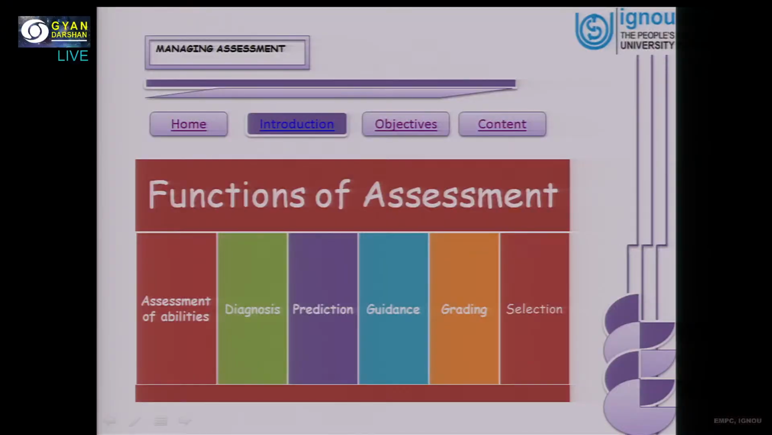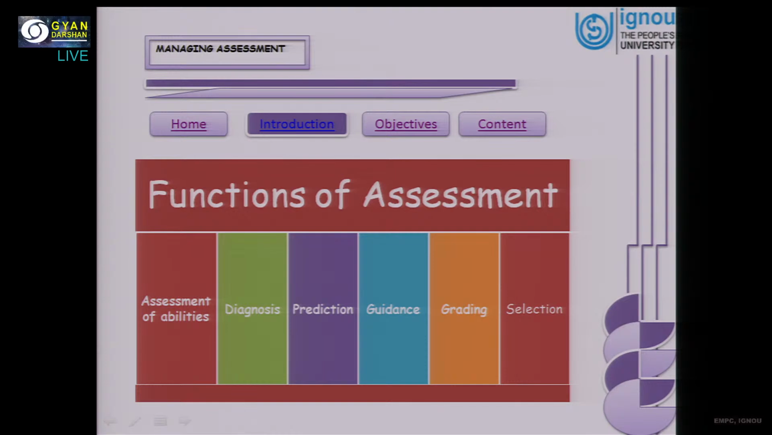Then comes the importance of another function, that is diagnosis. What should we diagnose? We have to diagnose the weak points of the learners. And based on the diagnosis of these weak points, the teacher can conduct remedial teaching. Then comes the prediction, where through the process of assessment, we can predict what type of interest or aptitude the learner has, or the progress of the learner in future can be predicted.